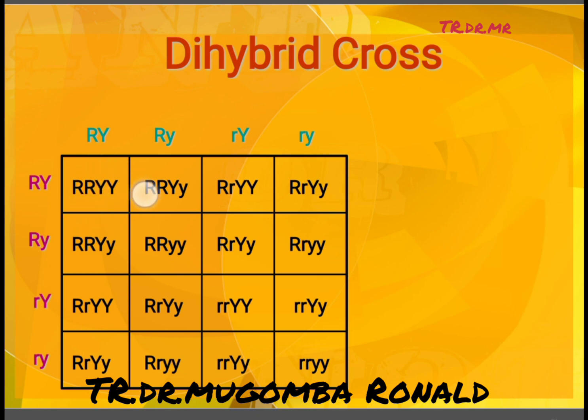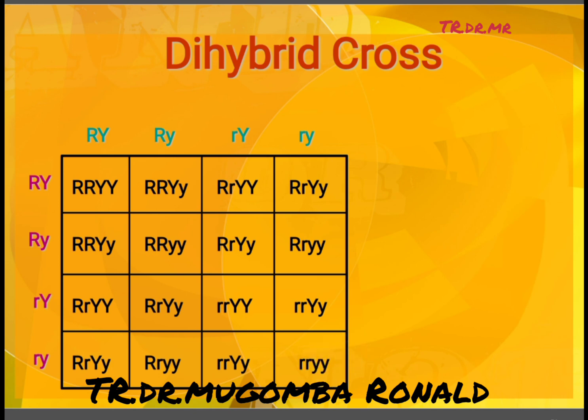It is round and yellow. Round yellow. How about this one here? Yeah. Still round yellow. How about this one here? That one is wrinkled and yellow. And then this one here? That one is wrinkled and green. Wrinkled and green.